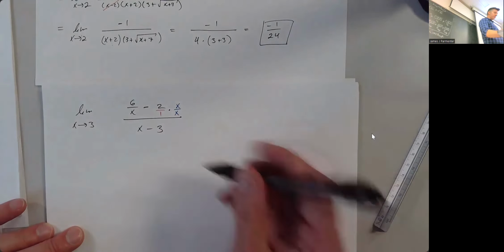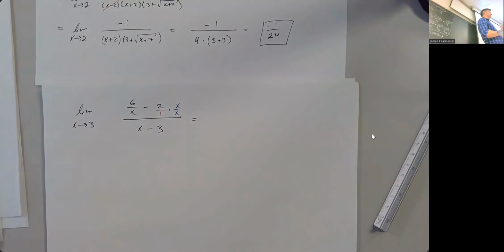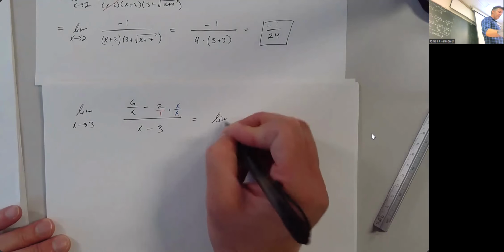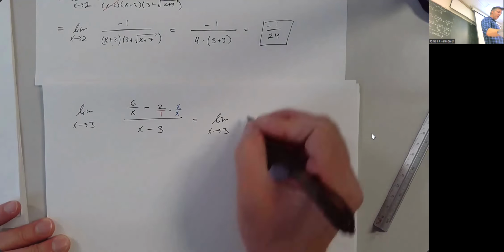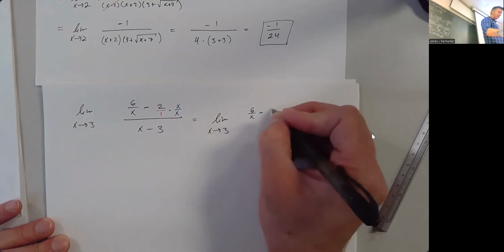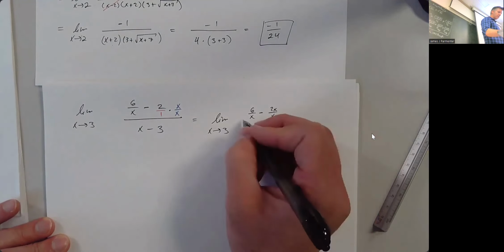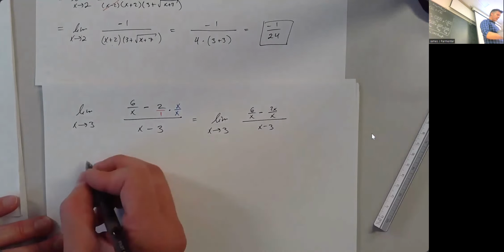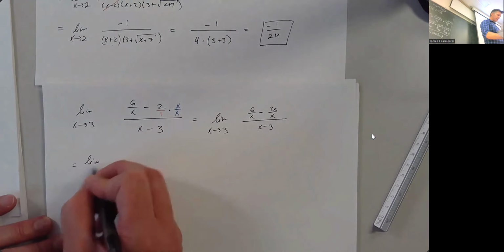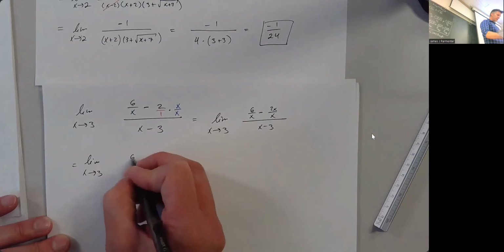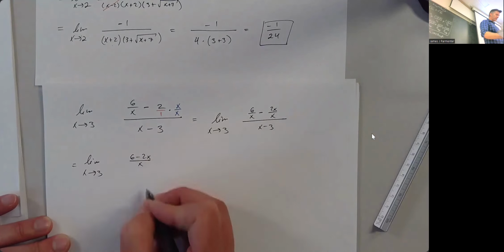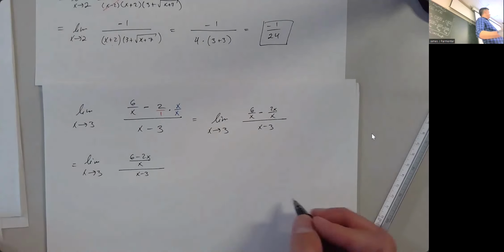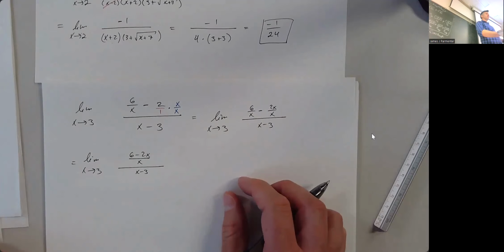I'll show you a different way of doing this one too, because there's a slicker way of doing it that I think you might like to be aware of. It's going to be the limit as x approaches 3 of 6 over x minus 2x over x, all over x minus 3. Then we're going to put those together. We get the limit as x approaches 3 of 6 minus 2x all over x, all divided by x minus 3, which I really don't love fractions and fractions. This is not my favorite.